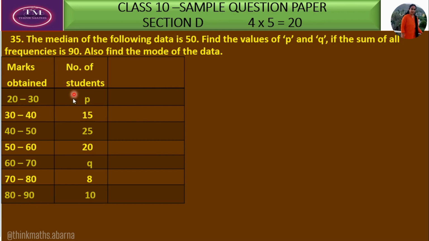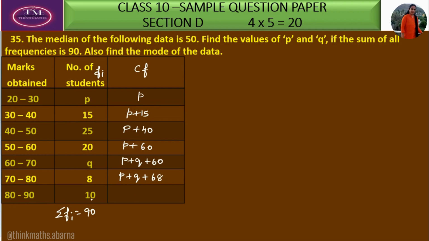They have given the sum of all frequency. So this is Fi. So sigma Fi is equal to 90. Okay. Sigma Fi is 90. So here median class is also given. Let us find out the cumulative frequency. What is cumulative frequency? You have to put this first value and add with the next value. It is P plus 15. P plus 15 plus 25. So it is P plus 40. P plus 40 plus 20 is P plus 60. And then add Q. So P plus Q plus 60. With that add 8. So P plus Q plus 68. With that add 10. So it is P plus Q plus 78. Okay. This is the way you have to frame the table.